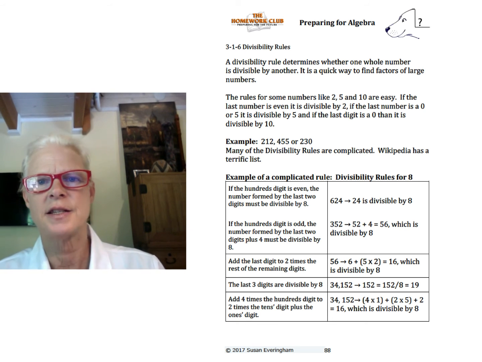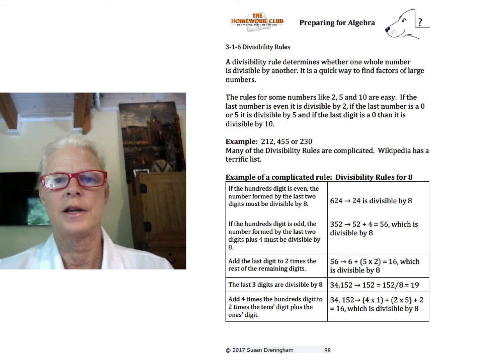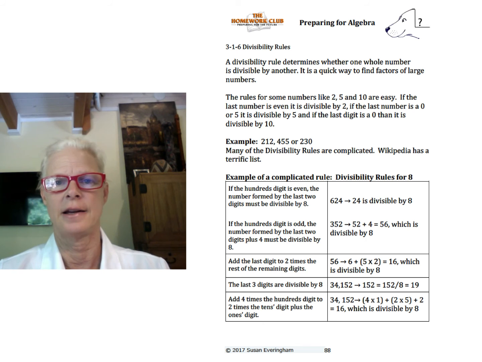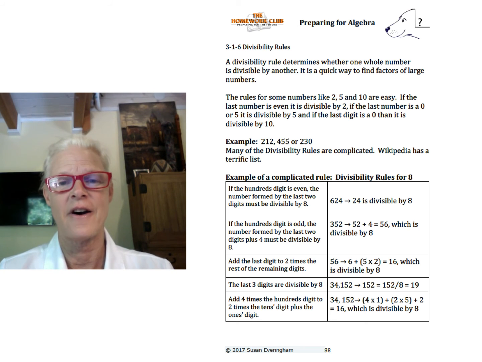Page 88 is divisibility rules. Divisibility rules help find factors of very large numbers. A lot of the rules are easy, 2, 5, and 10. If the number is an even number, it will be divisible by 2. If the number ends in 0, it'll be divisible by 10. If the number ends in 5, it'll be divisible by 5.